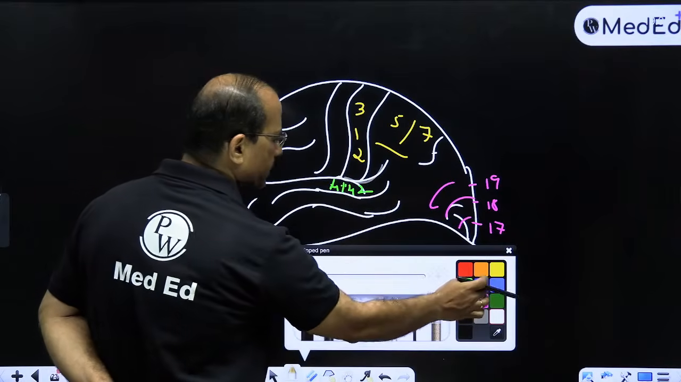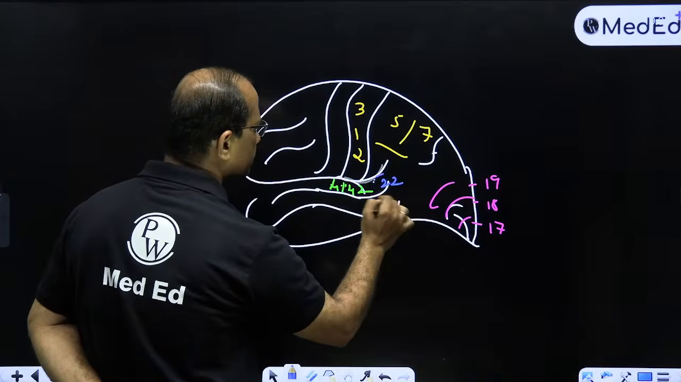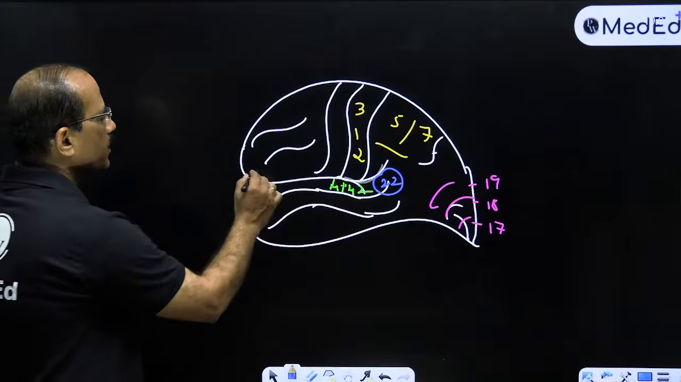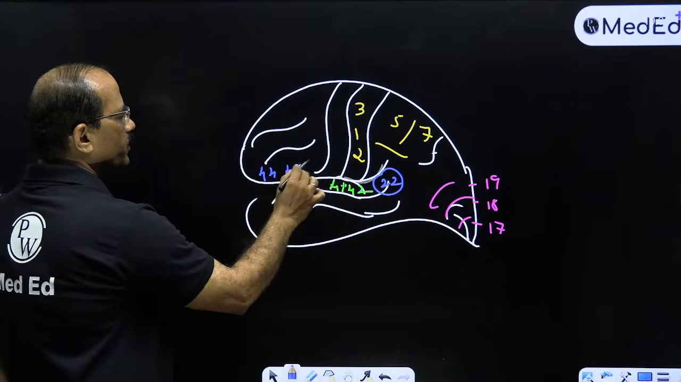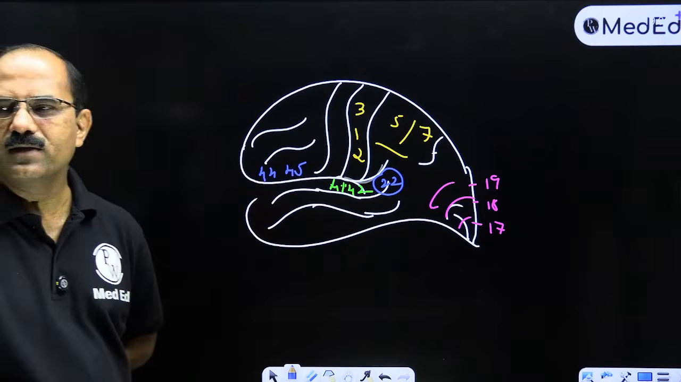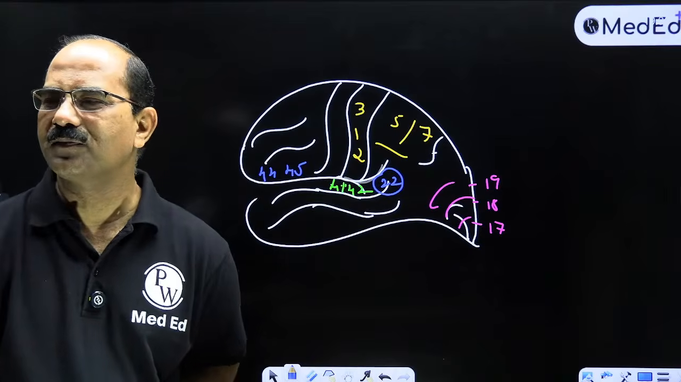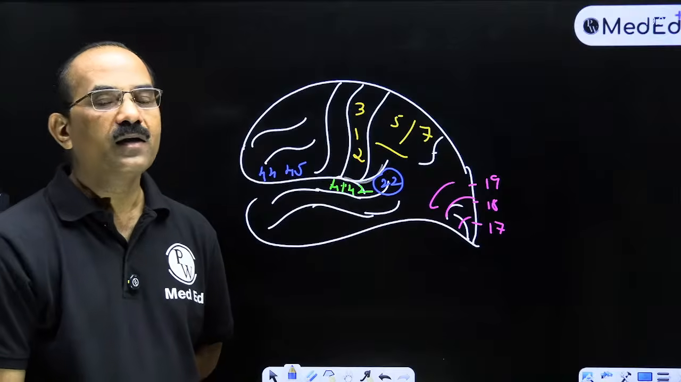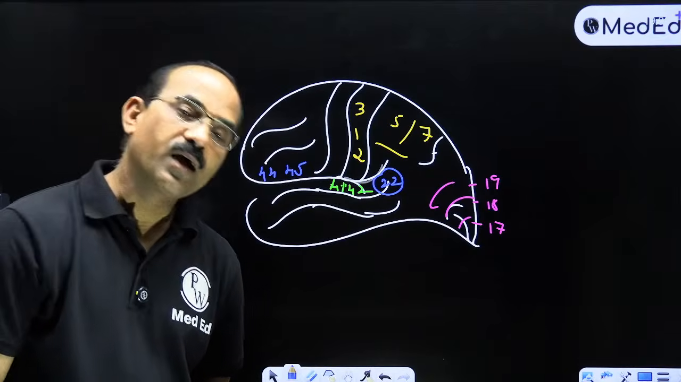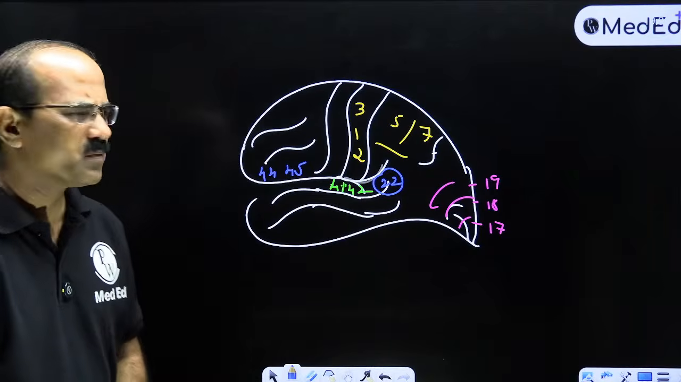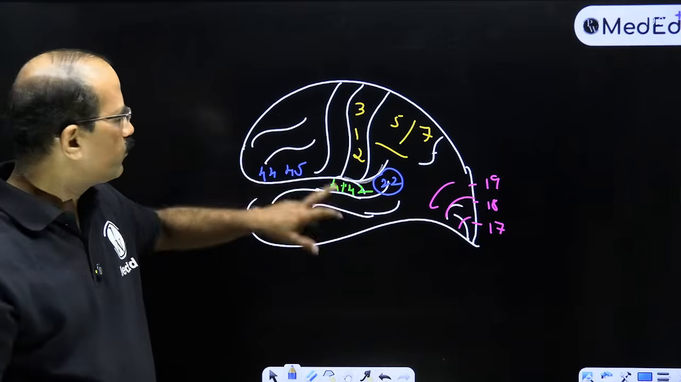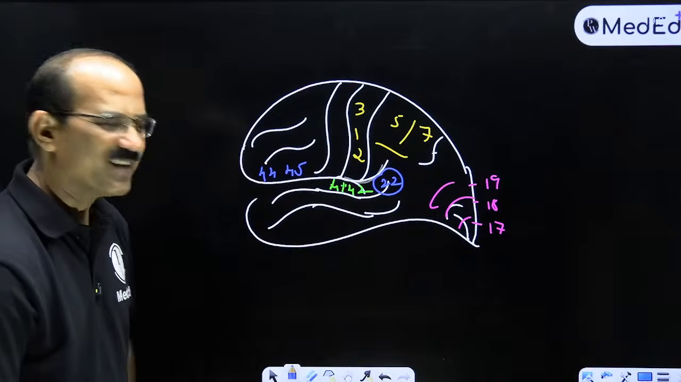What is this? 22 is Wernicke's area. 44, 45 lies in the inferior frontal gyrus. That's Broca's area. It lies in the inferior frontal gyrus. Students ask this very often. So these are the superior, middle and inferior frontal gyrus, and here 44, 45 is Broca's area.